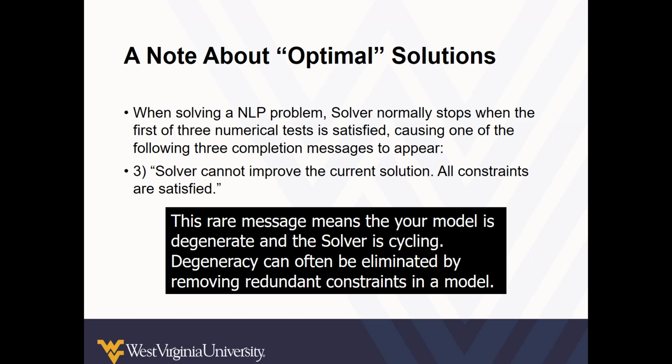So earlier in the class, we talked about redundant constraints and how they're redundant because they don't form any boundaries on the feasible region. It may not have seemed like a big deal before to include them in the model, but when you run into this message, you really want to evaluate whether or not you have redundant constraints, and that's the easiest way to solve this problem.